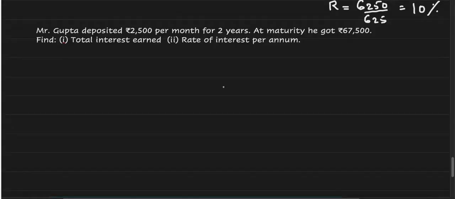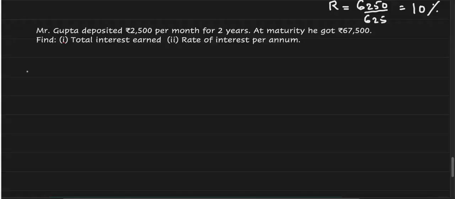Pause the video and try to complete this problem, and we will see if you get the correct answer. Okay. Mr. Gupta deposited 2,500 per month for 2 years. At maturity he got 67,500. So find the total interest and rate of interest per annum. The same problem what we have done.